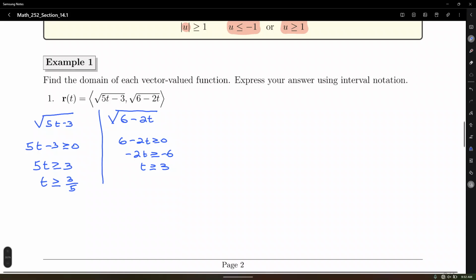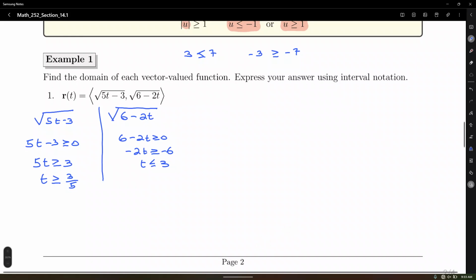Remember, let's recall that every time we multiply or divide both sides of an inequality by a negative number, the inequality symbol reverses, right? So what's the reasoning behind it? For instance, do you guys agree that 3 is less than or equal to 7? But what if I change the signs? I would need to flip the inequality symbol to turn it into a logical sentence. Negative 3 is greater than negative 7.